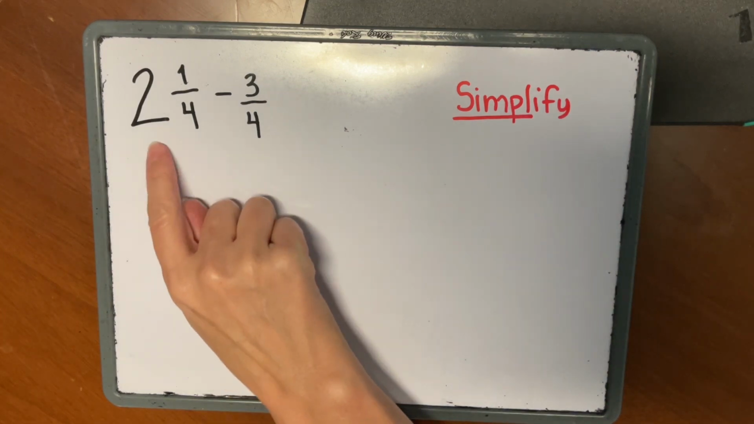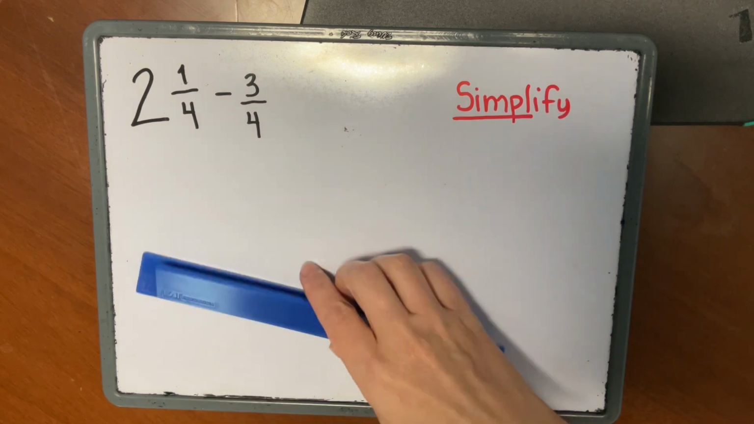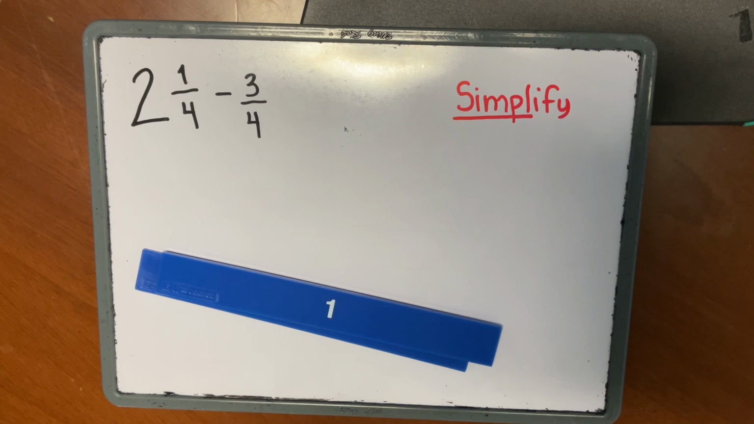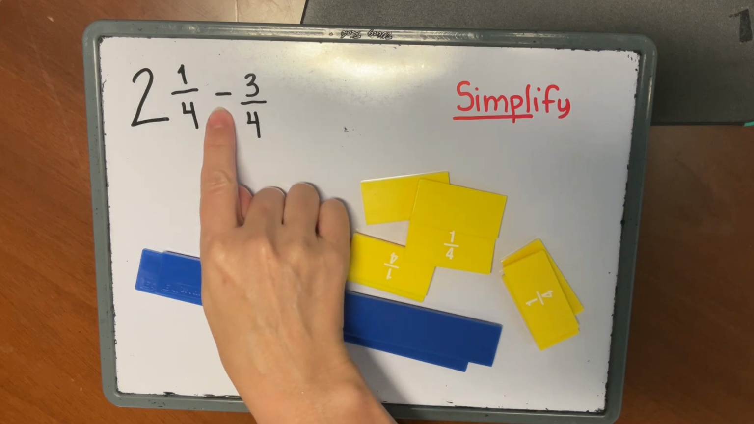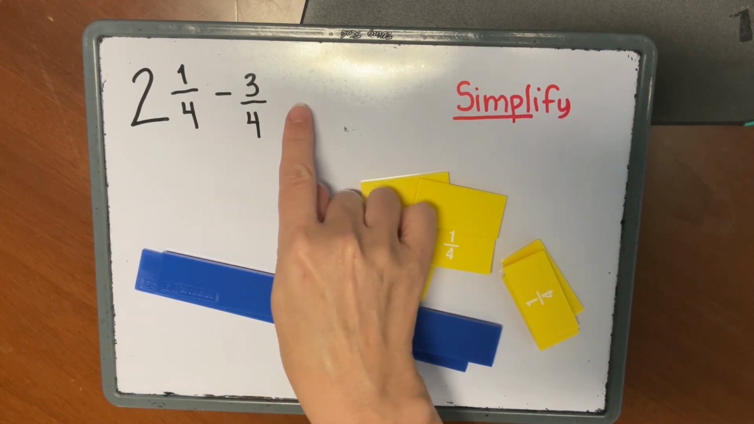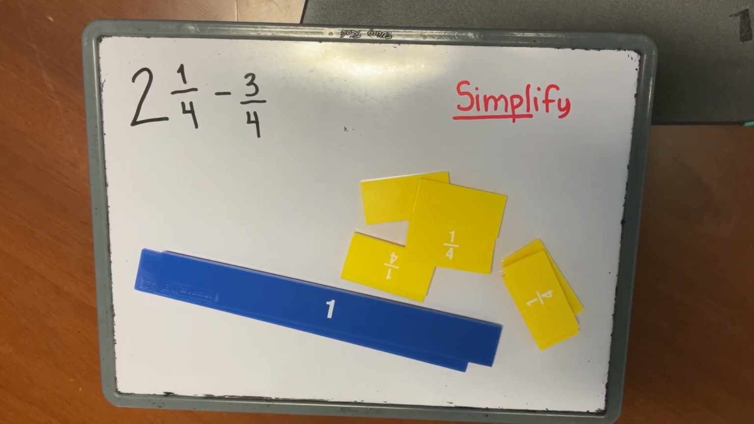So I can see I'm going to need some wholes. And this time I don't need thirds, I need fourths. Go ahead and get your tools out and build this problem. Notice this is not the sum, it is the difference. When we subtract, we find the difference or answer to a subtraction problem. Pause the video and give it a go.